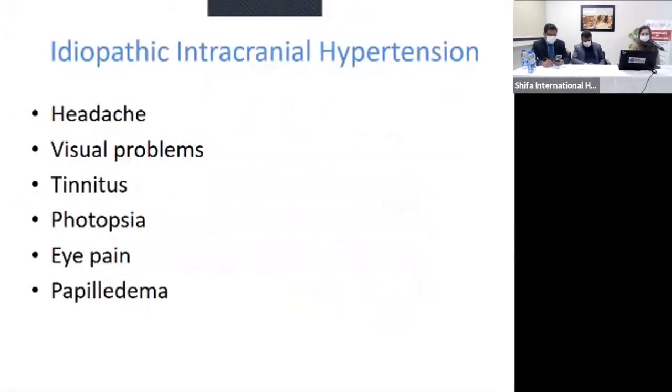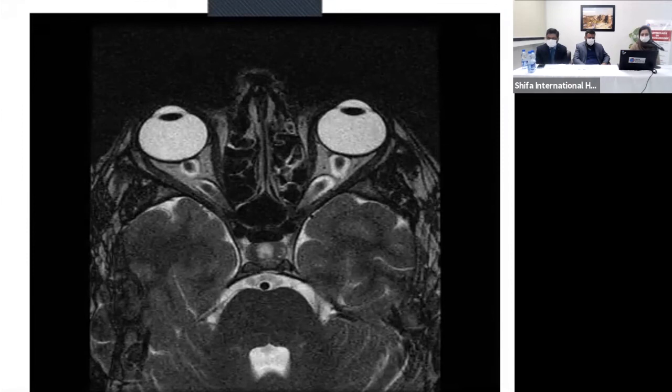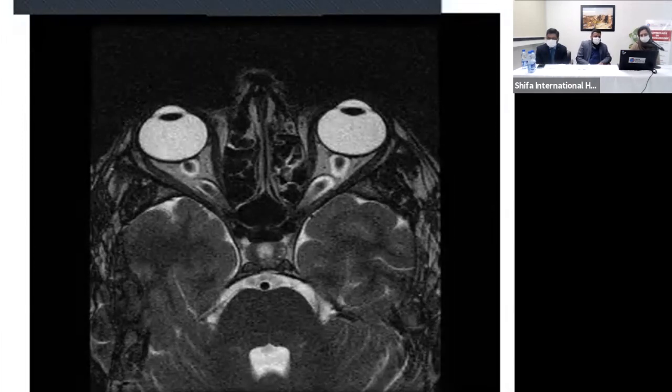Idiopathic intracranial hypertension is also another differential diagnosis for hydrocephalus. It is commonly seen in obese females and presents with headache, visual problems, tinnitus, photopsia, eye pain, and papilledema. On MRI imaging, we can see dilated subarachnoid spaces. This is the optic nerve with increased tortuosity, and we can see increased CSF surrounding the optic nerve.